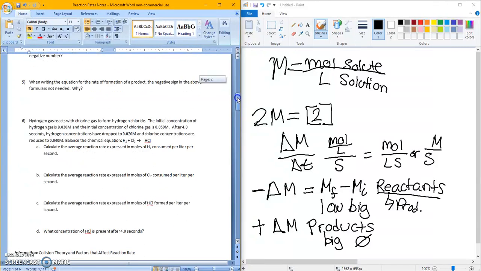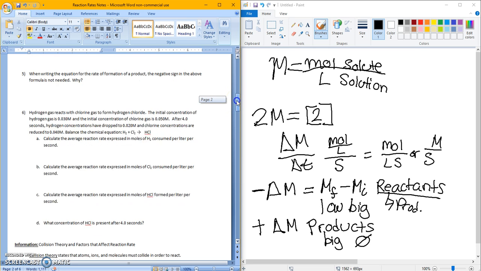And so the reason why we need the negative sign here is because we know that if I take a final minus an initial, it's going to be a negative number. So I'm going to have to multiply it by a negative number to get a positive rate. Whereas the product is already positive, so I don't need that negative sign there. Very important to understand. All right.